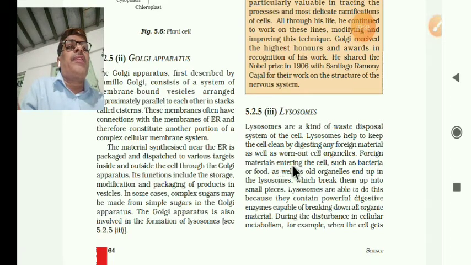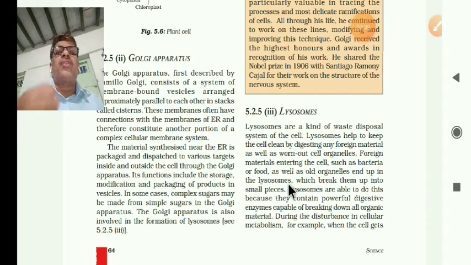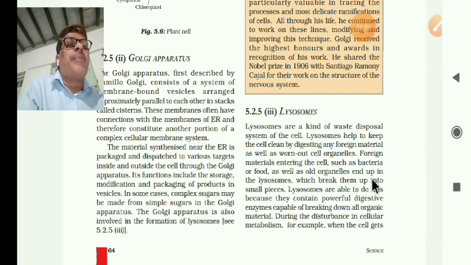Foreign materials entering the cell, such as bacteria or food, as well as old organelles, end up in the lysosomes, because they will digest or destroy them, breaking them into small pieces. How do lysosomes do this? Because they contain powerful digestive enzymes capable of breaking down organic material. That is why they are able to break down organic materials.